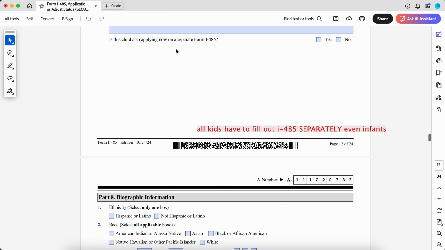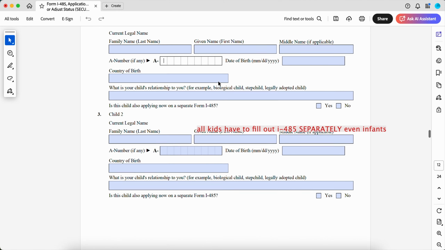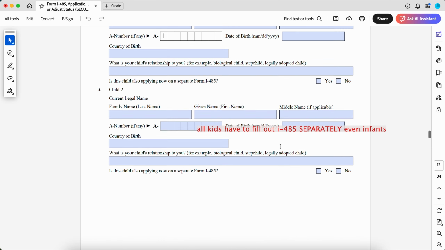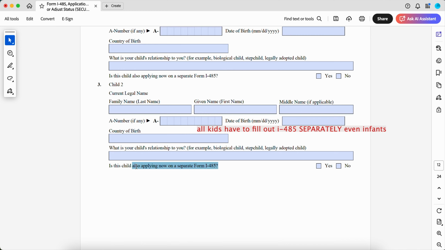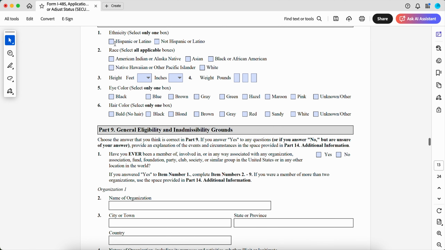Then biographic information. If you're Hispanic or non-Hispanic, you have to write it here. Let's say you're not Hispanic, the race would be white. Then you have to write your height, weight, then general eligibility and admissibility grounds.